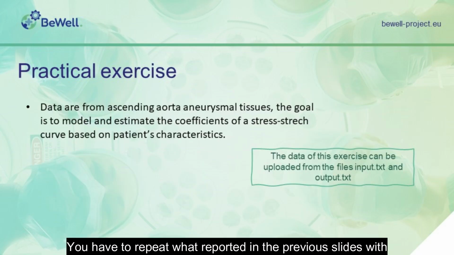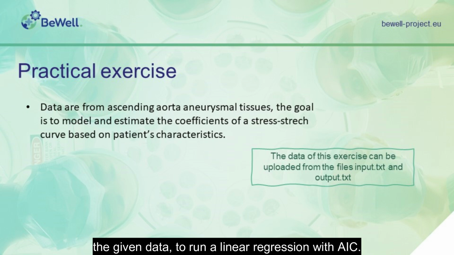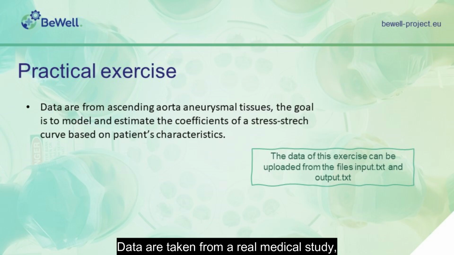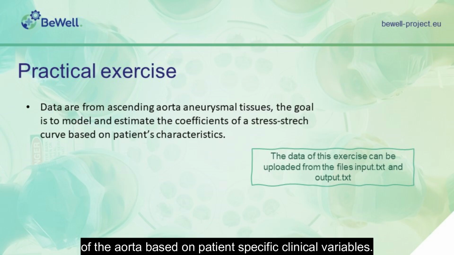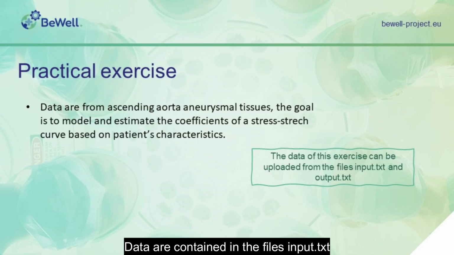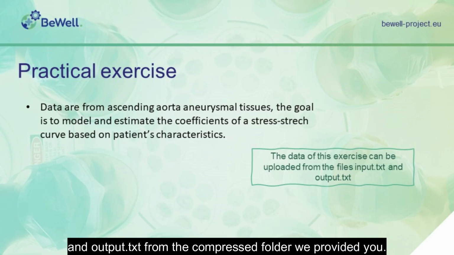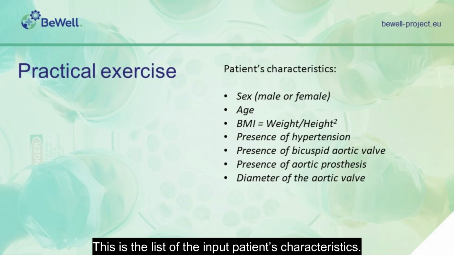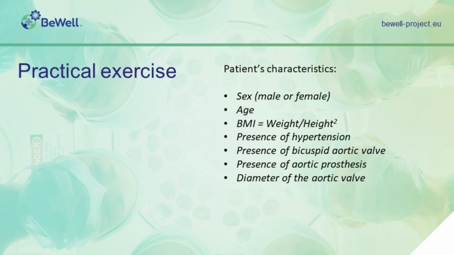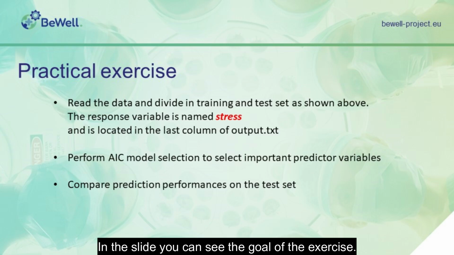You have to repeat what was reported in the previous slides with the given data, to run a linear regression with AIC. Data are taken from a real medical study, whose goal is to study the stress-strain curve of the aorta based on patient-specific clinical variables. Data are contained in the files input.txt and output.txt from the compressed folder we provided you. This is the list of the input patient's characteristics. In the slide you can see the goal of the exercise.